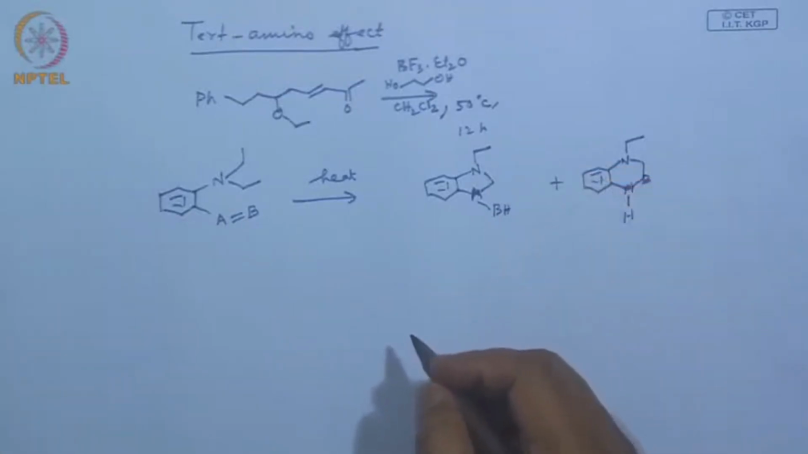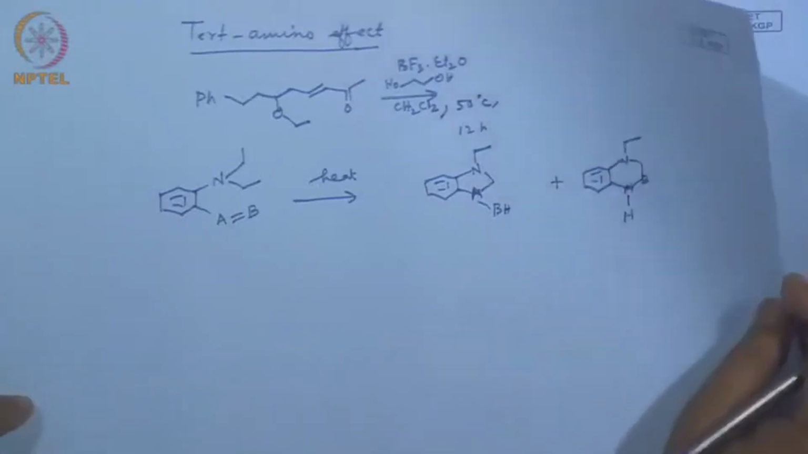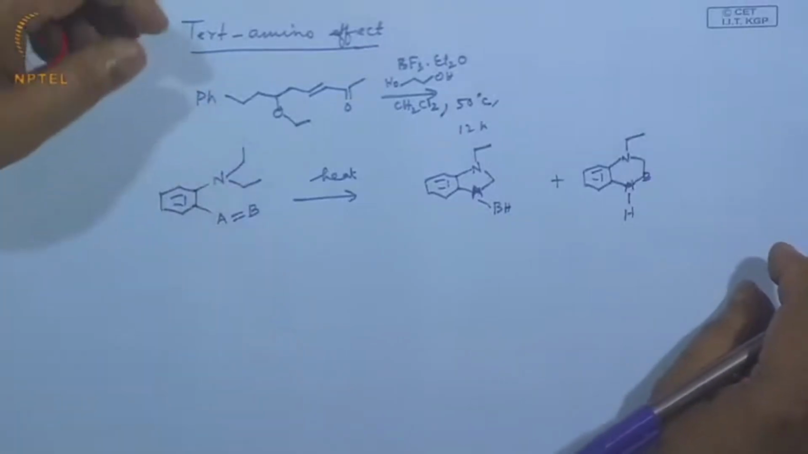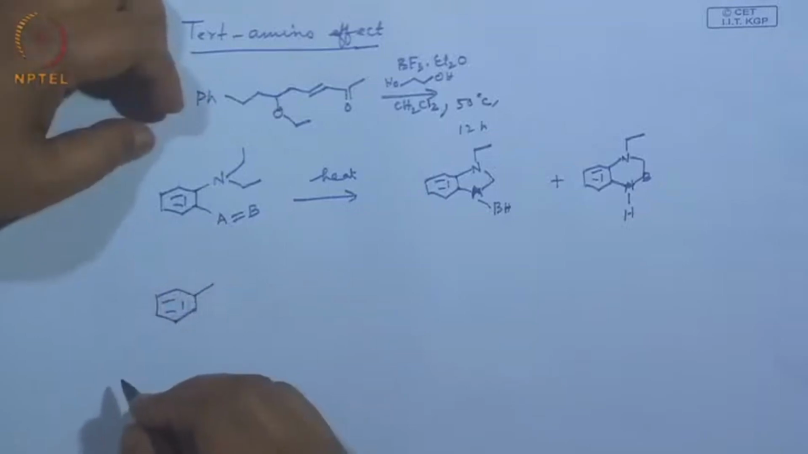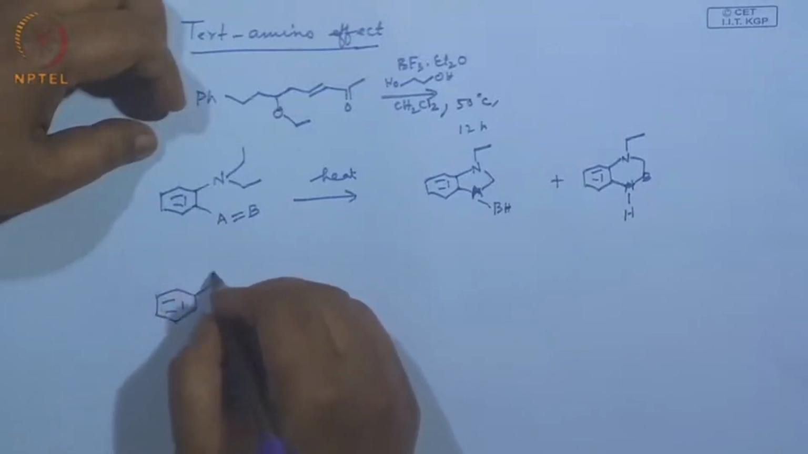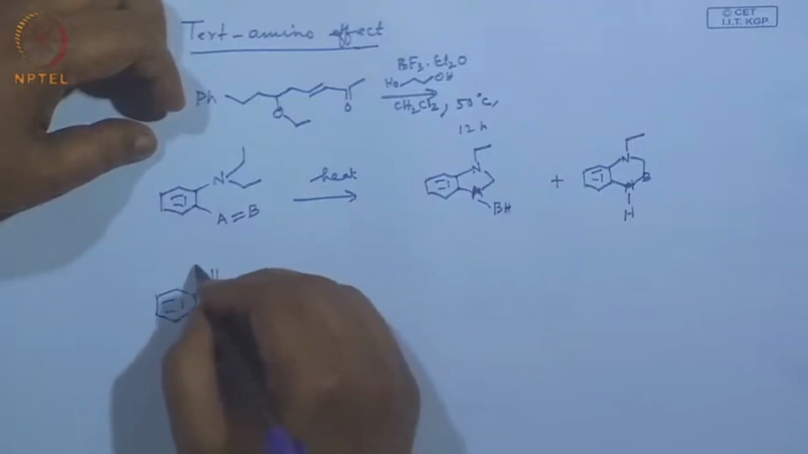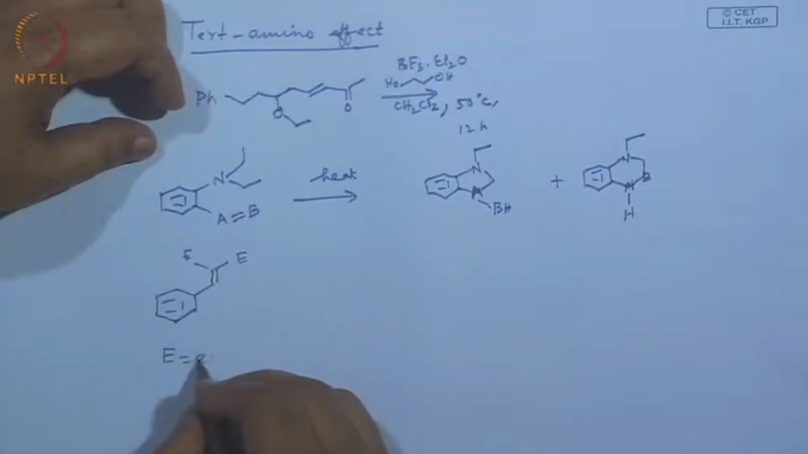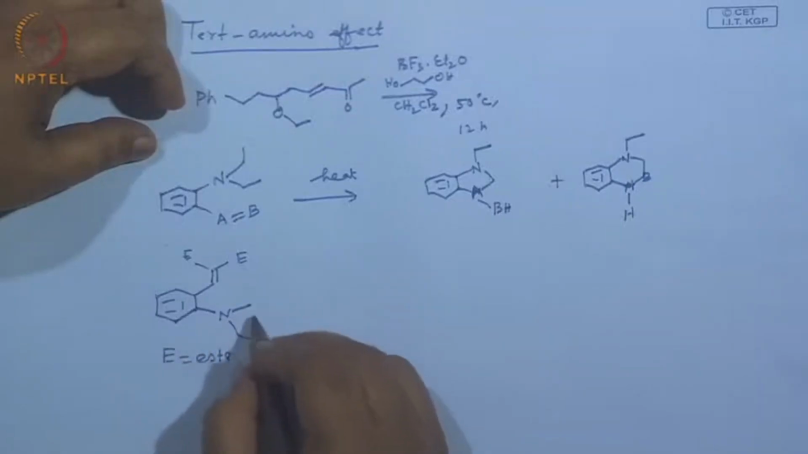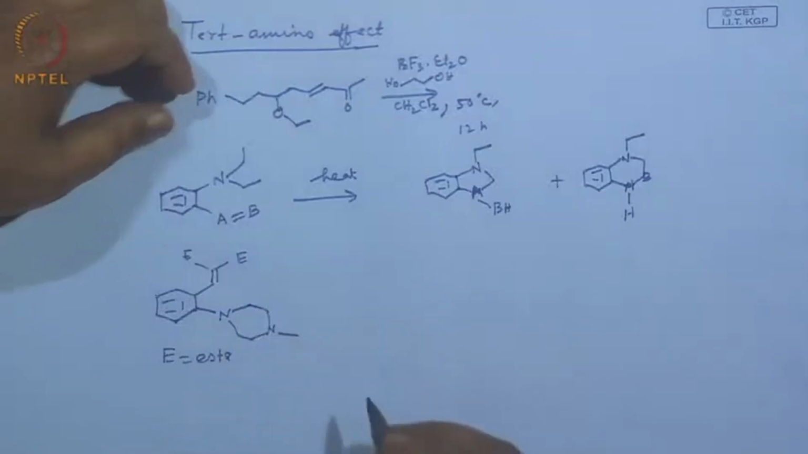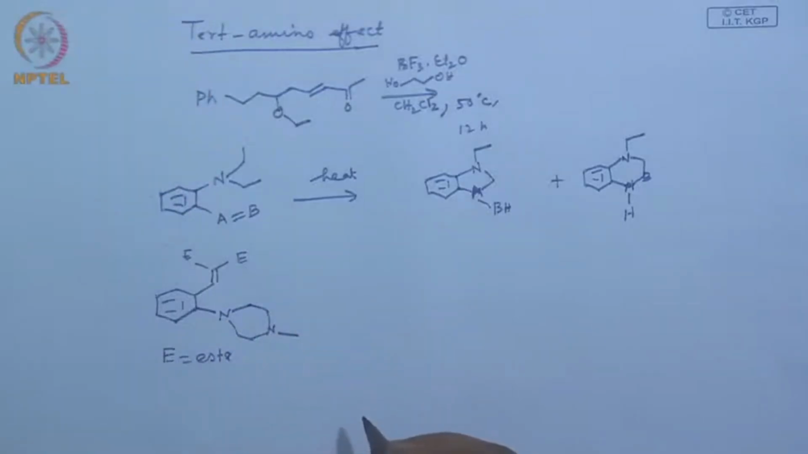Take a precise, concrete example. Let us say take this one, and I will just switch these, let us say the double bond on the top, and then E in our case stands for ester, and now this tertiary amine is part of a pyrazine ring system.